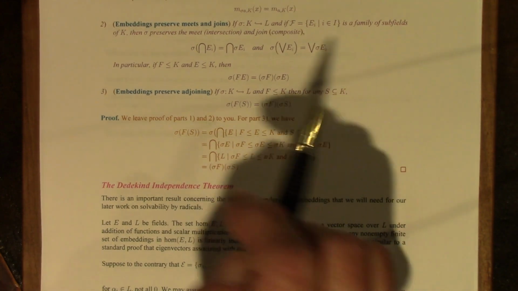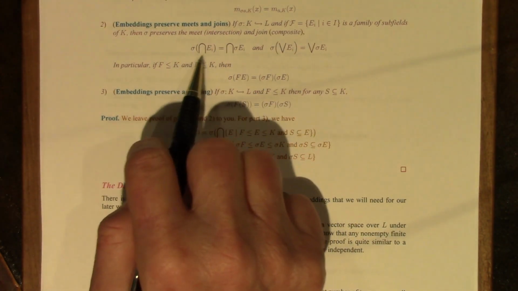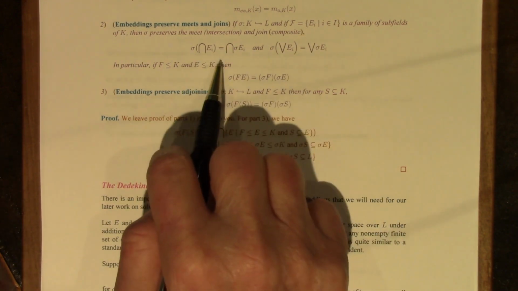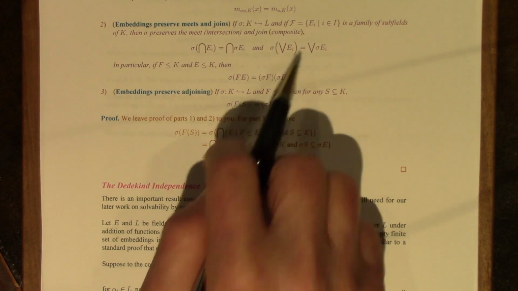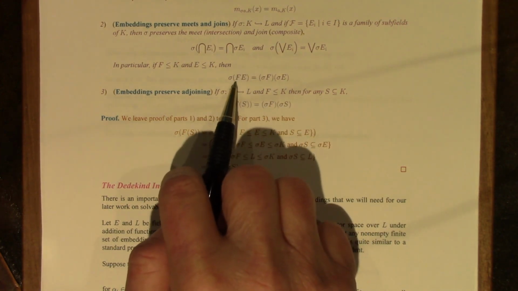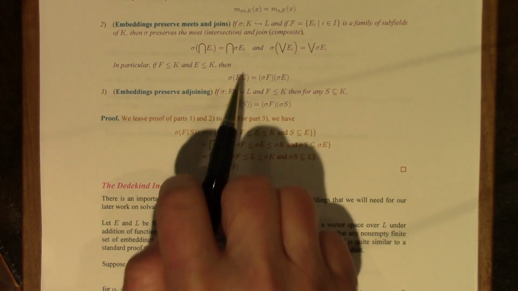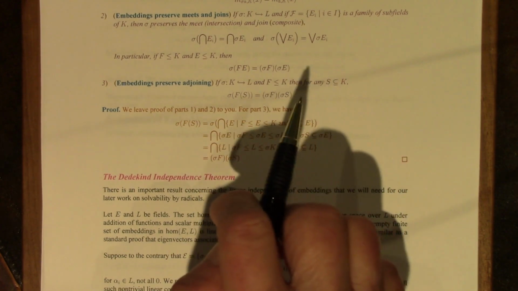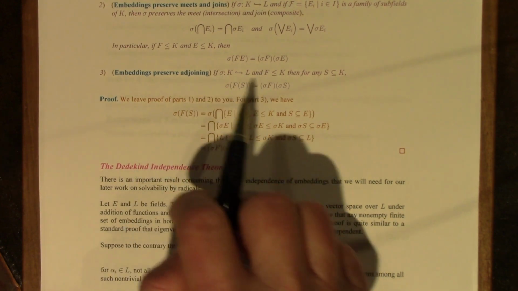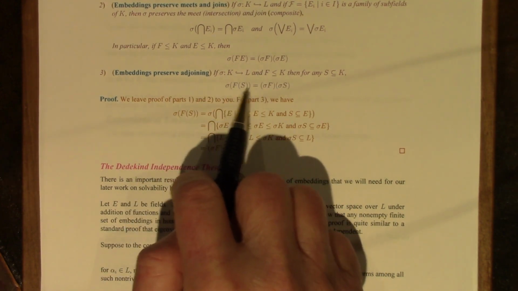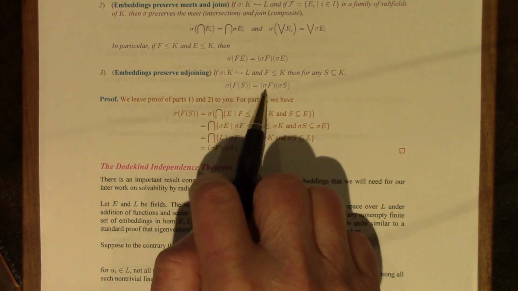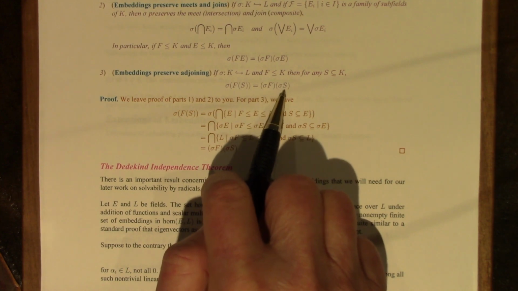Embeddings preserve meets and joins. So meet is intersection, join is more complicated, as you know, but this is what that looks like. And so in the particular case of a join or composite of two fields, sigma of FE is sigma F composed with sigma E. Embeddings preserve adjoining. So this is F with the set S adjoined. We apply sigma. That is equal to sigma F with the set sigma S adjoined.